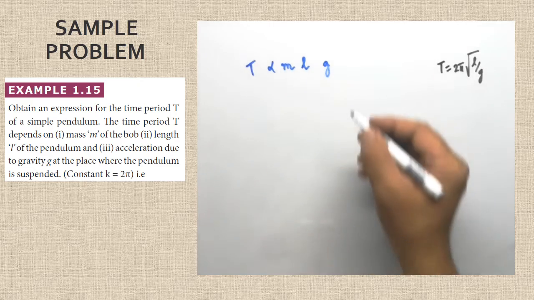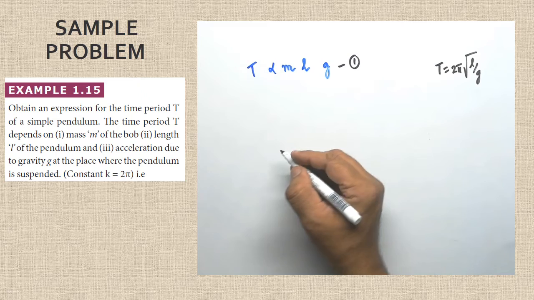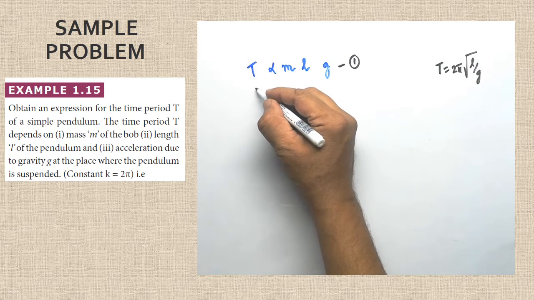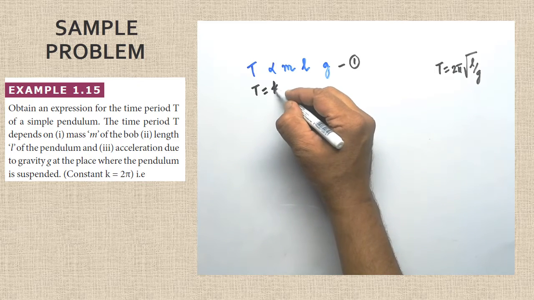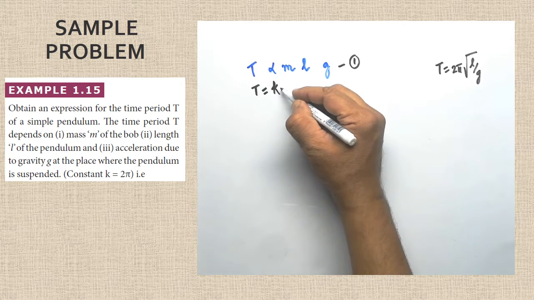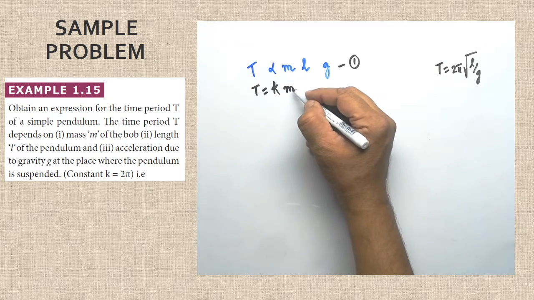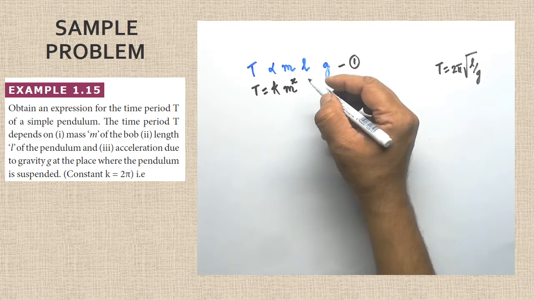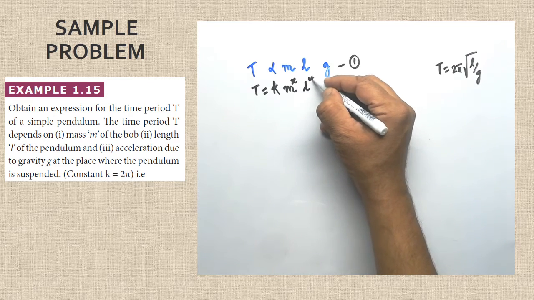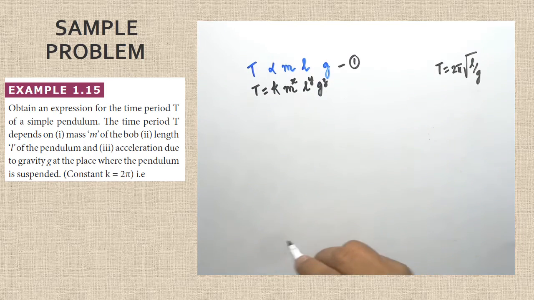Before starting the problem, this step must be written, and it should be taken as step number 1. How will you write this step? This t should be equated by introducing a constant k. Right, k is a dimensionless constant. In the case of m, mass, you have to write some power. Let us assign some power here, x. For L, the power can be written as y. For acceleration due to gravity, you can assign the power as z.